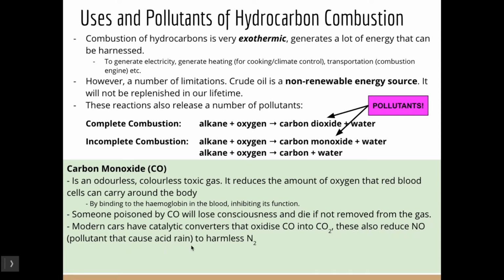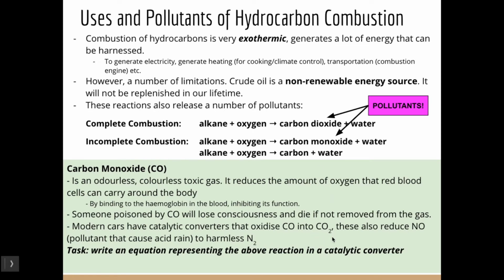It can reduce NO to harmless N2, if we think back to our oxides of nitrogen being responsible for the formation of acid rain. So it's kind of doing two for the price of one, getting rid of two pollutants. However, it is producing another pollutant in carbon dioxide, but carbon dioxide isn't toxic, at least. We breathe out carbon dioxide.